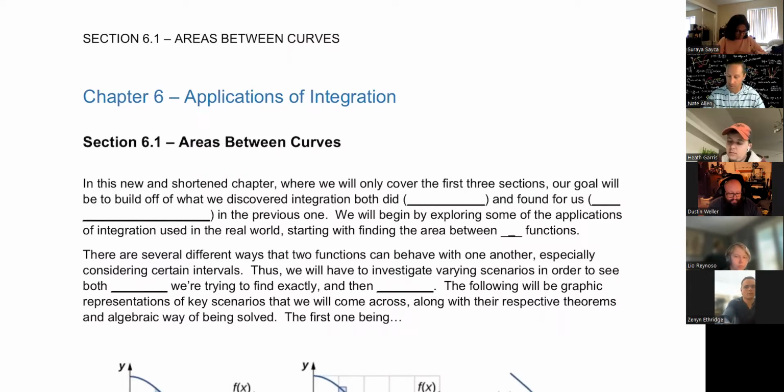But I wanted to let you know that now that chapter 5 is done and we learned about what integration is, which remember is 2 things, the antiderivative, and more importantly, what does it find for us when we have an interval? Area under the curve. That's right.